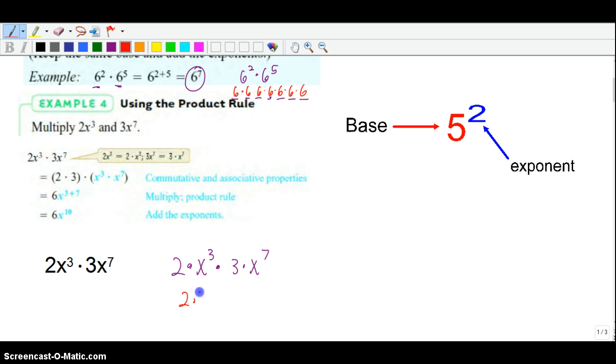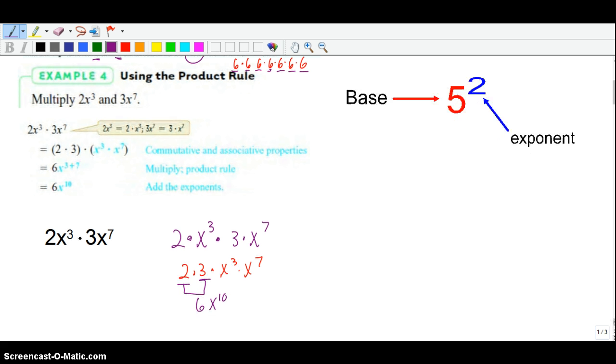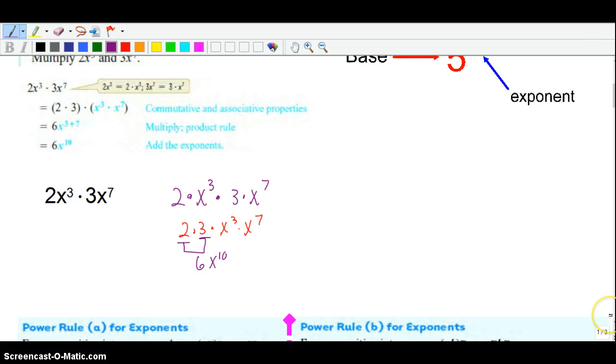So we can put the 2 and 3 next to each other, and then the x cubed times x to the seventh. 2 times 3 is just 6. And then x to, you've got 3 x's, you've got 7 x's. Together you've got 10 x's. So I just wanted to work that one out again so you could see it. They kind of skipped a couple steps.